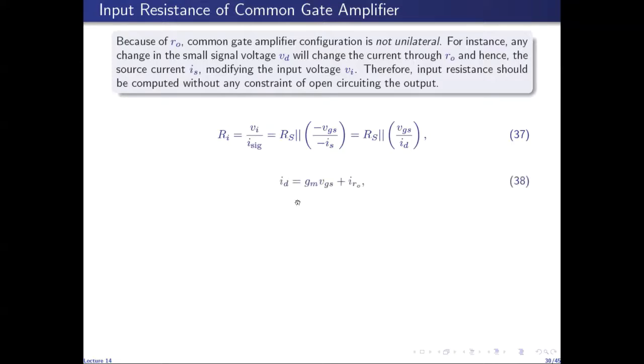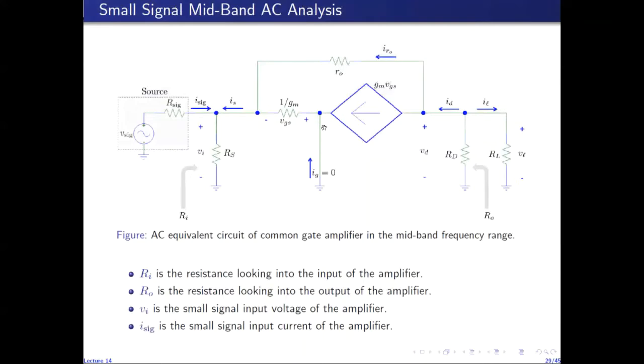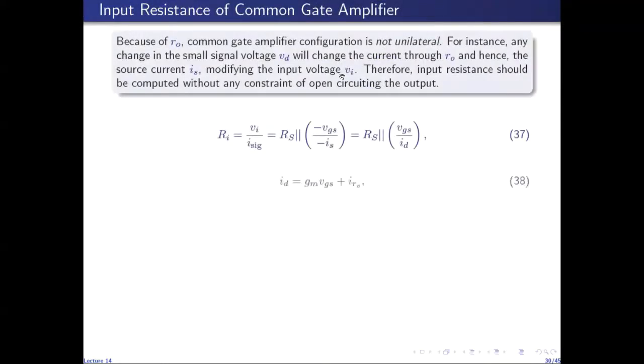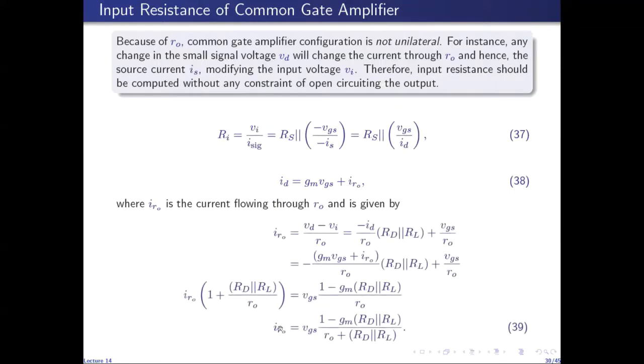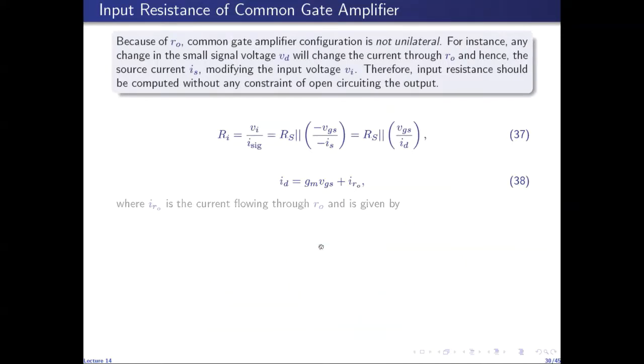So ID is the sum of two currents, GM VGS plus IR naught. IR naught is the current through R naught. So it is the sum of the two currents, where IR naught is the current flowing through R naught, and it is given by this relation. So IR naught can be found by dividing the voltage across R naught by R naught.